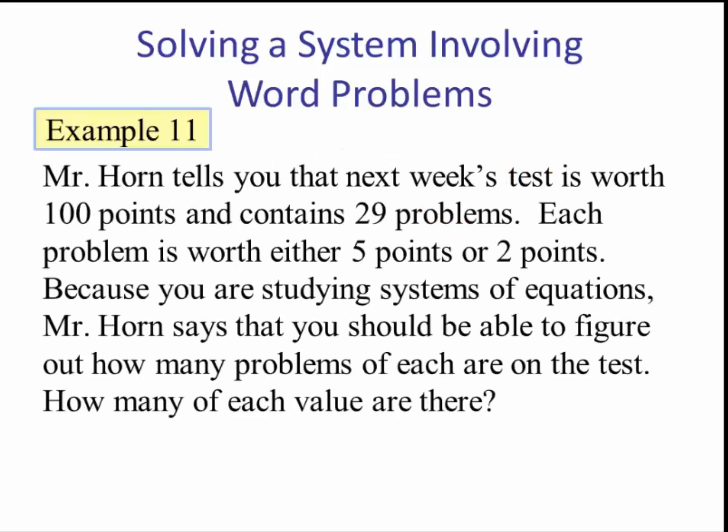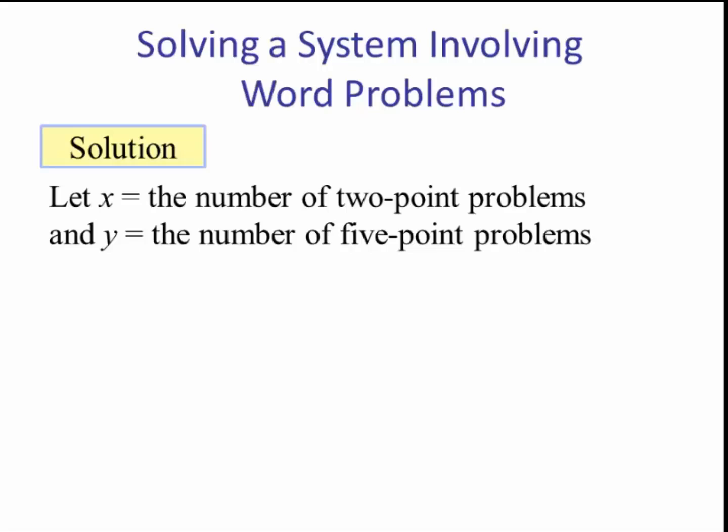Our last example. Mr. Horn tells you that next week's test is worth 100 points and contains 29 problems. Each problem is worth either 5 points or 2 points. Because you are studying systems of equations, Mr. Horn says that you should be able to figure out how many problems of each are on the test. How many of each value are there? So x is the number of 2-point problems, y is the number of 5-point problems.